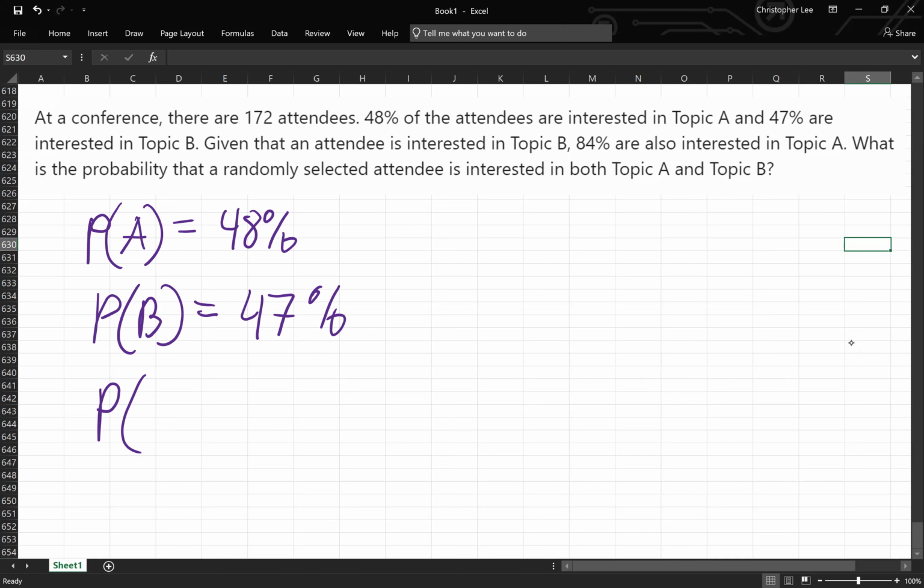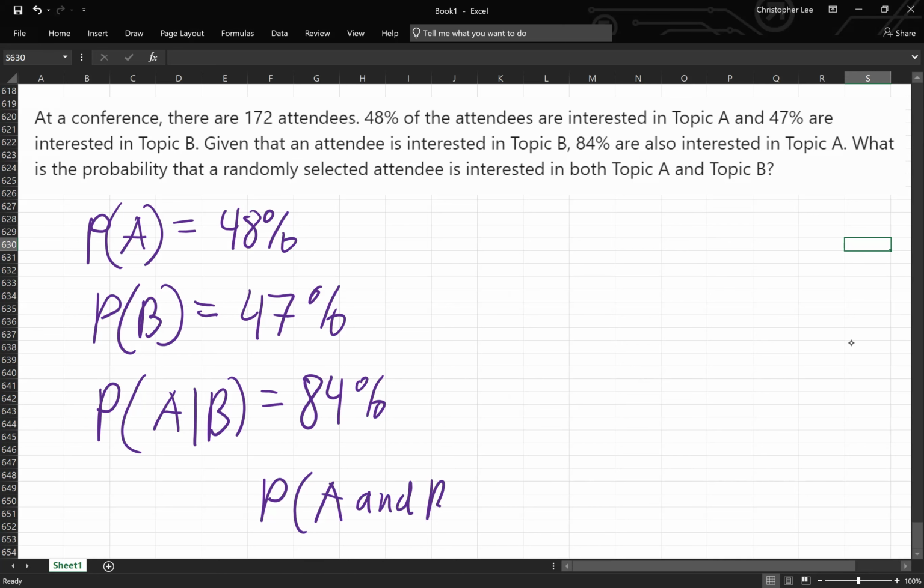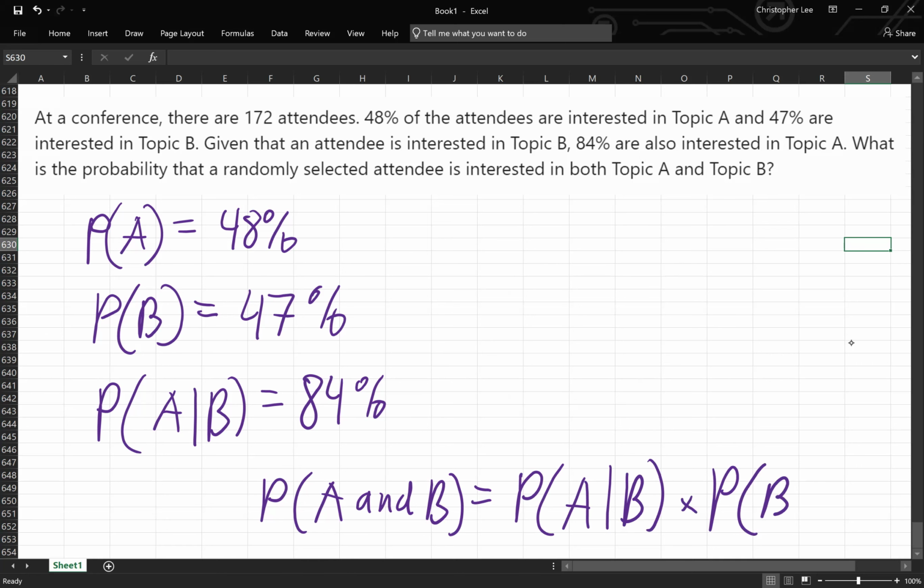The probability of A given B is equal to 84%. Now I want to know what is the probability of A and B. So that's going to be what? Probability of A given B times what? Probability of B. Very good.